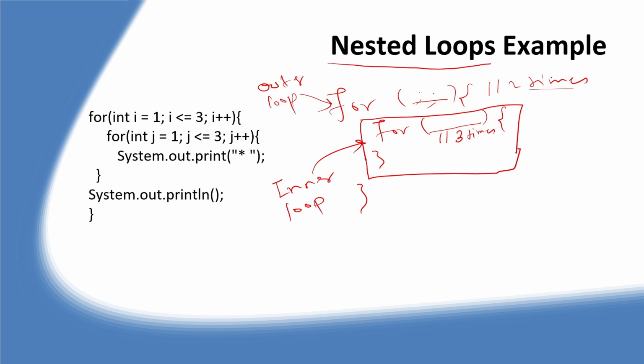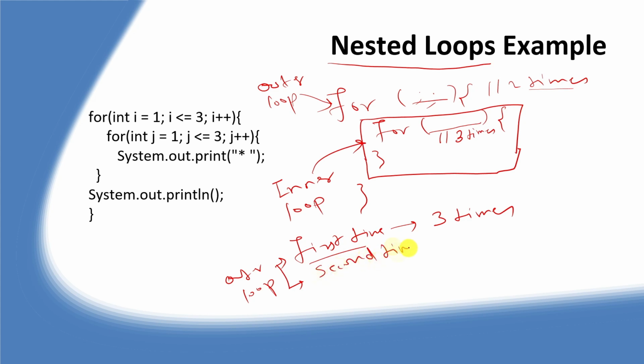So, the outer loop will execute two times. That means the first time, this is the outer loop, when the outer loop executes for the first time, the inner loop will execute three times. Then, when the outer loop executes for the second time, the inner loop will again execute three times.